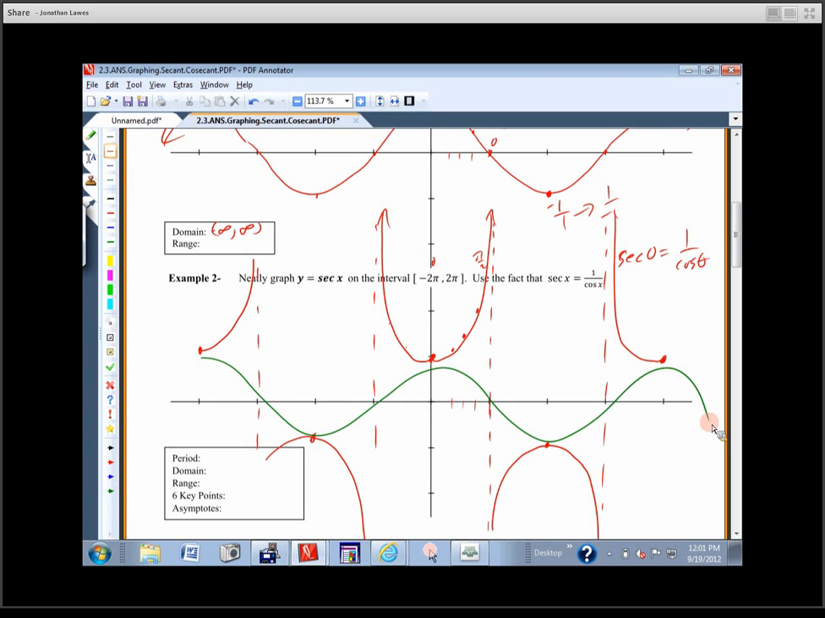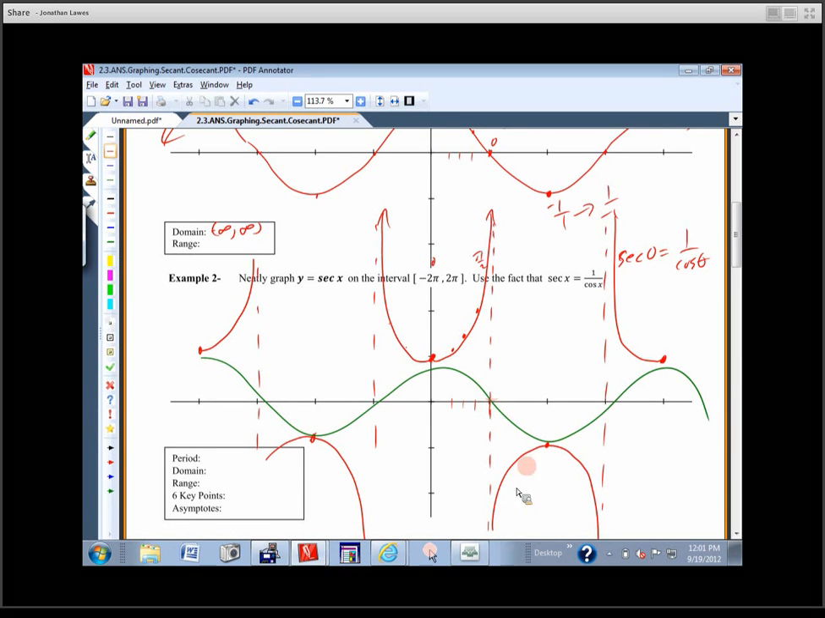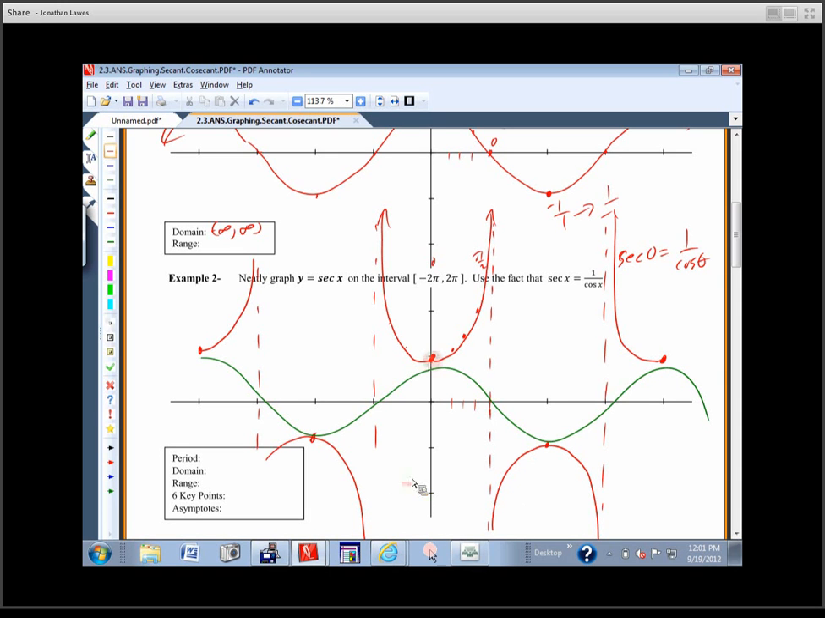Okay, there's the cosine. Everywhere it's 0, we've got a vertical asymptote. Everywhere it's +1, the secant is +1. Everywhere it's -1, the secant is -1. So if this is negative here, we have this branch pointing downward. If this is positive here, we have this branch pointing upward, downward, upward, and it just follows that pattern. Any questions there?